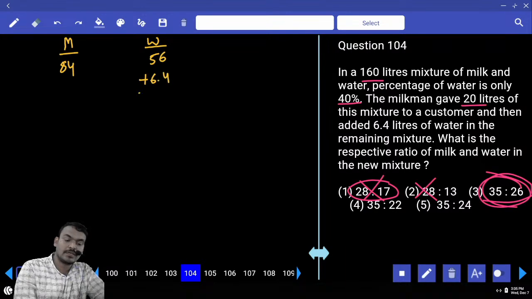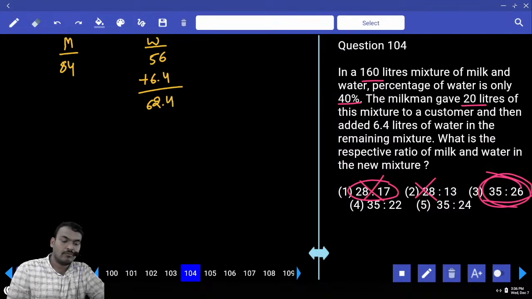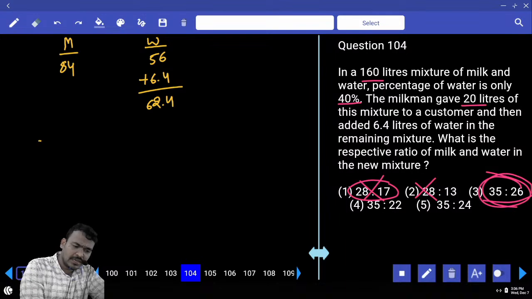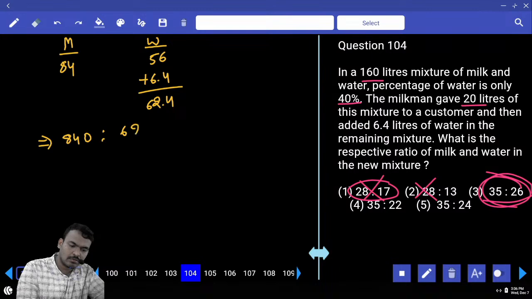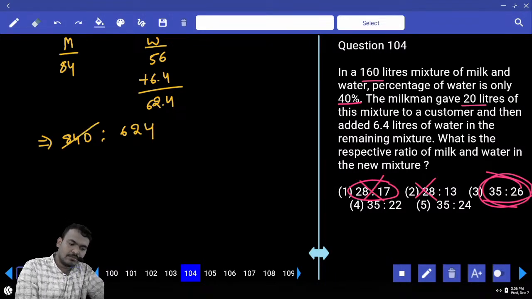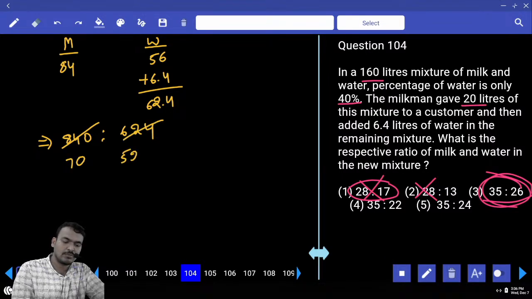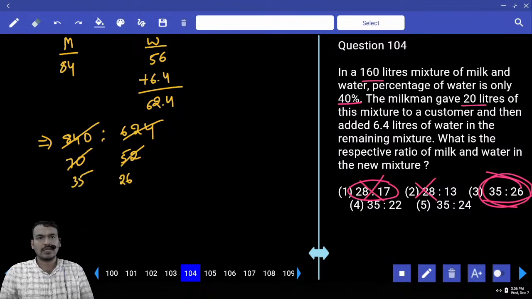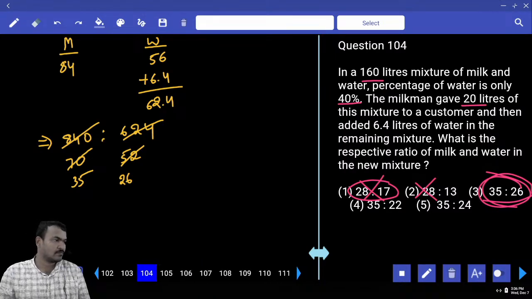6.4 plus 56 is 62.4, or not? Do we require the ratio or the sum? The ratio. Here I have written 840 is to 624. 12 how many times? 70 times. 12 how many times? 52 times. 2 how many times? 35. 2 how many times? 26. Then the ratio is 35 is to 26, or not?